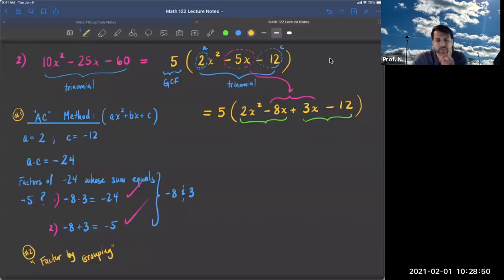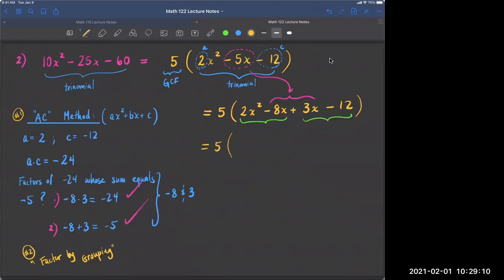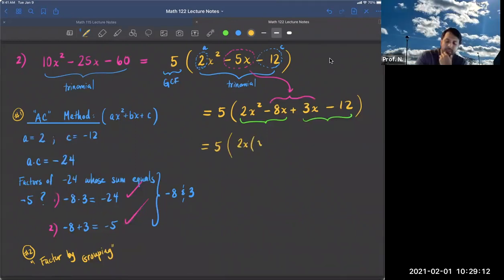So the first group we factor, the second group we factor, and we factor what? Using the GCF. So what can I factor from the first group? 2x squared minus 8x. I can factor a 2x, and that becomes x minus 4.